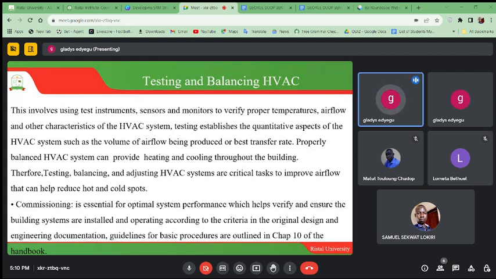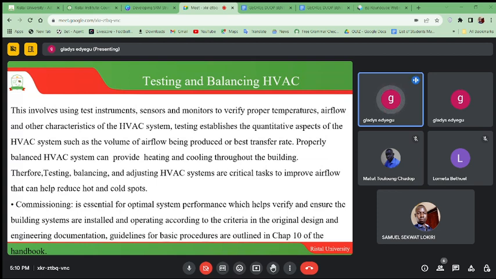So commissioning is also essential for optimal system performance, which helps verify and ensure the building systems are installed and operating according to the criteria in the original design. First of all, I want to say commissioning is very key. We talked about commissioning in our previous lessons.